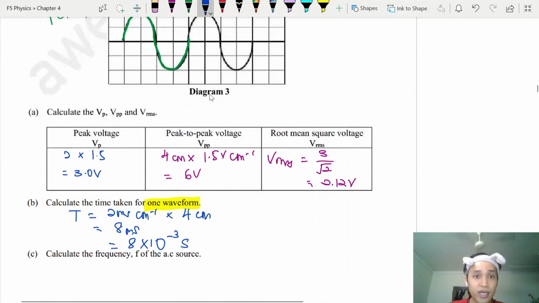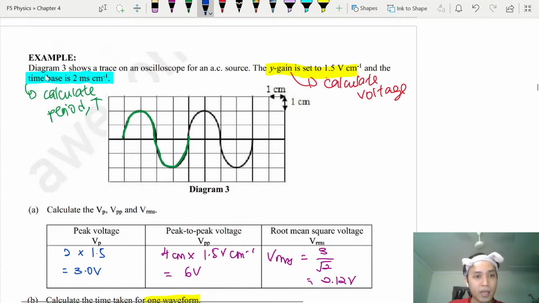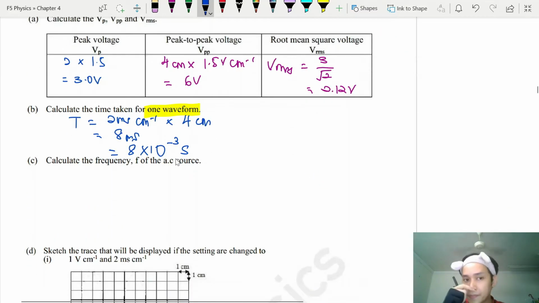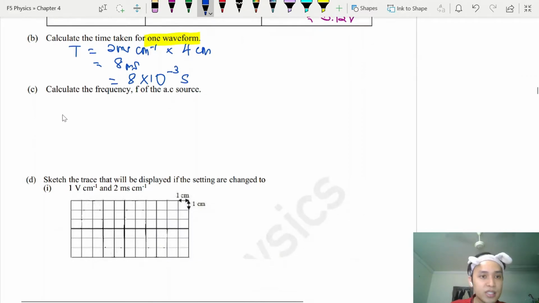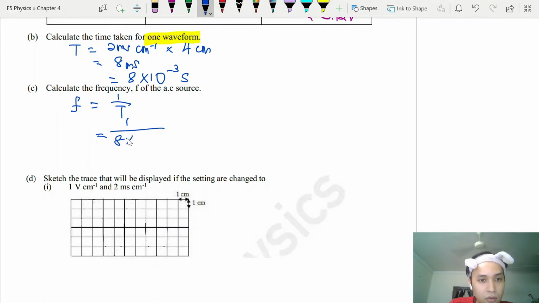Okay, so that is how we identify voltage and period from a CRO. Voltage, look at Y gain. Period, look at time base. We just calculate accordingly. Alright, now frequency. The relationship between frequency and period is 1 over T. So you take this, just divide this.